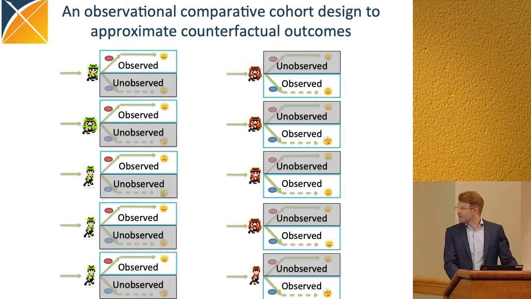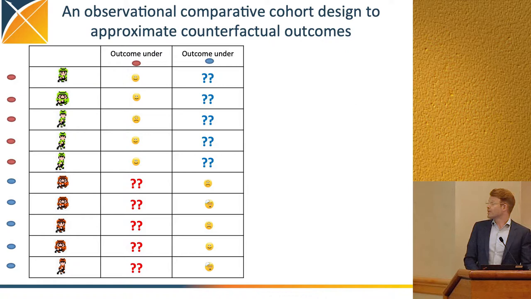I like to think of this stuff in rectangular data frames. I don't know if you do either, but it ends up that our little data set looks like this, and you've got a group of people that have made one choice, and you know what their outcome is under that choice, and then you have another group of people that have taken another choice, and you know what their outcome is under that choice, but you're missing, for each of these two groups, the counterfactual.